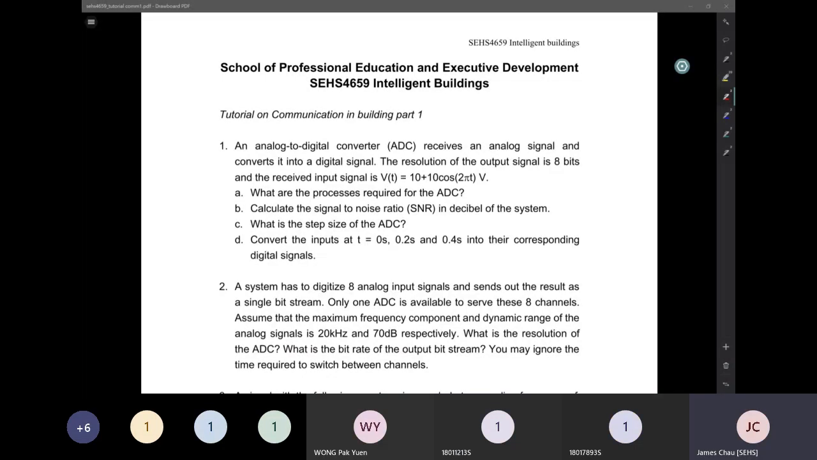Okay. Now we have a tutorial on the communication in building that we try to give you some exercise for the topics that we described 2 weeks ago. Now the first question, it is describe the analog to digital converter, ADC. It receives an analog signal and converts it into a digital signal.